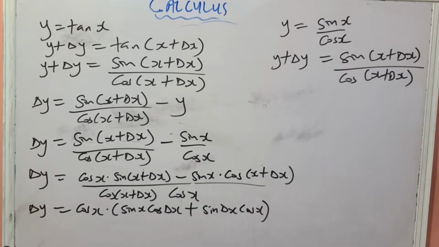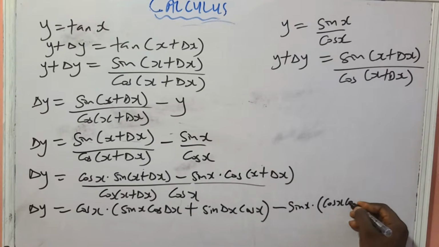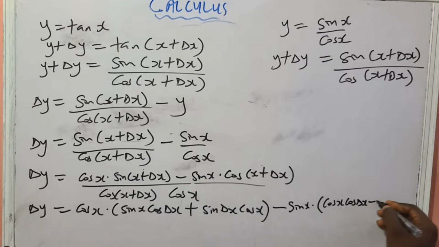So minus, once you know what you are doing, just keep doing it. You don't need to panic. Minus sine x, then I'm multiplying. I want to do the trig identity for this one. What's the trig identity for this one? I'm sure you know this one. This will be cos x cos change in x, minus sine x sine change in x. All right, can you see that?